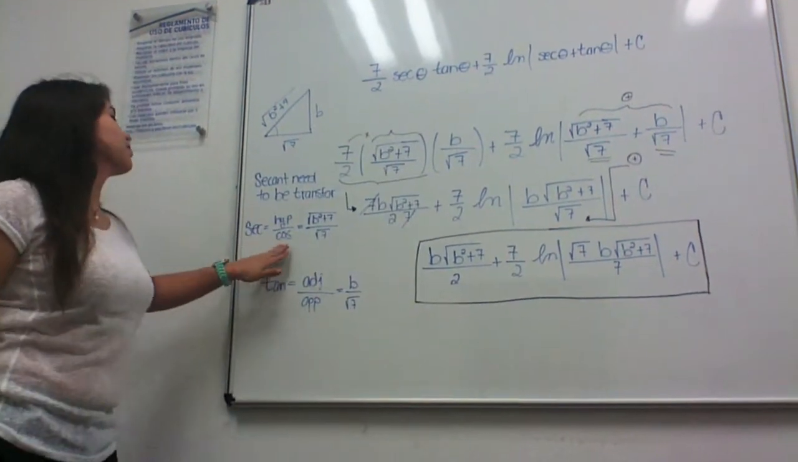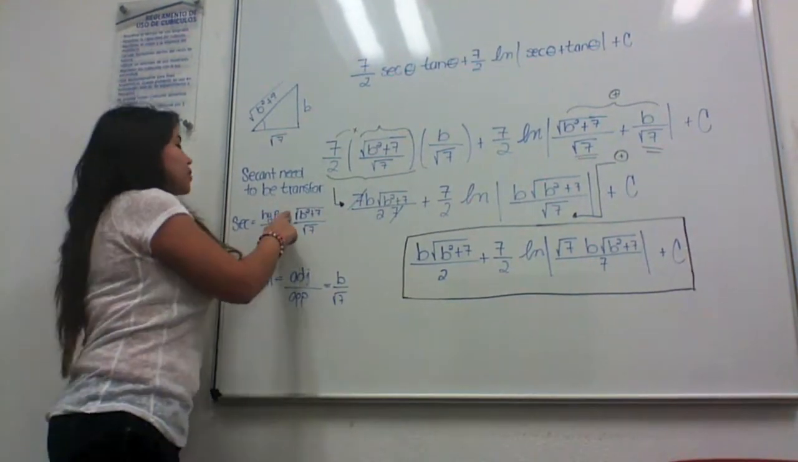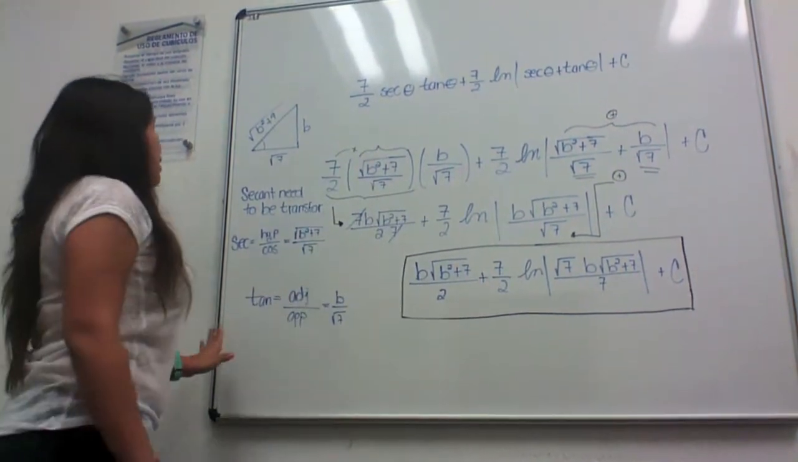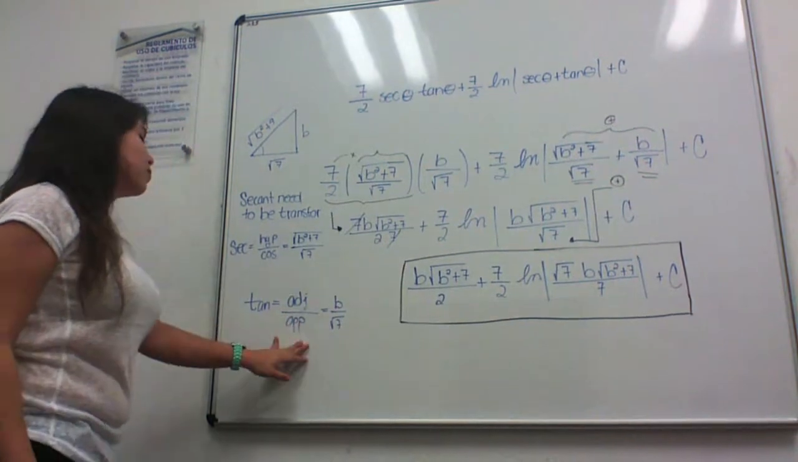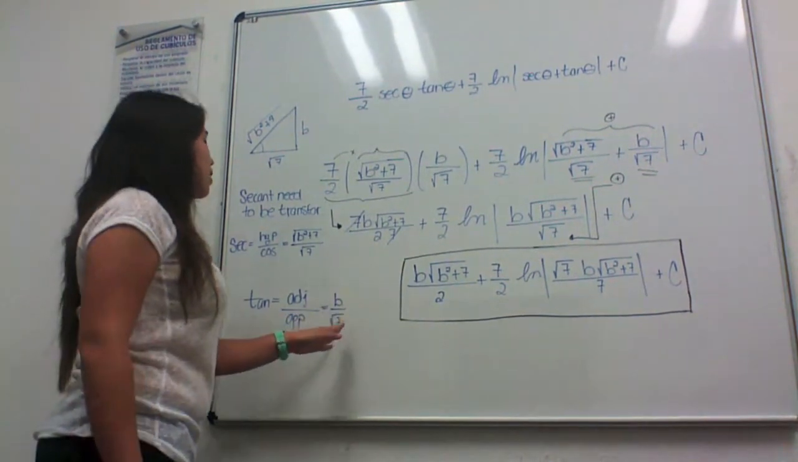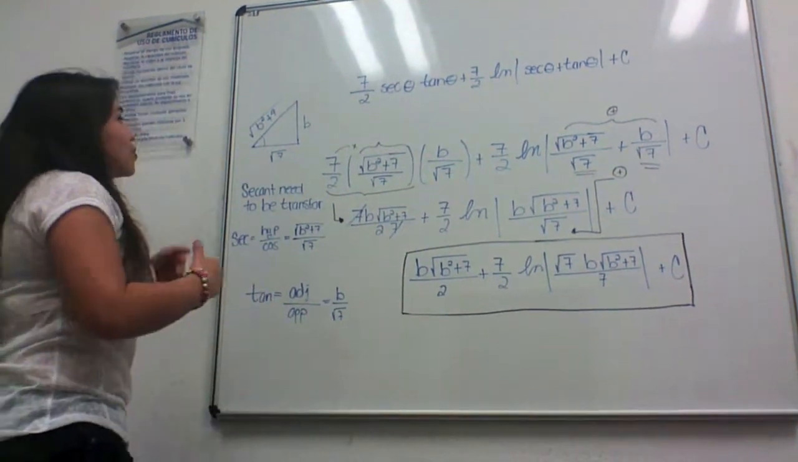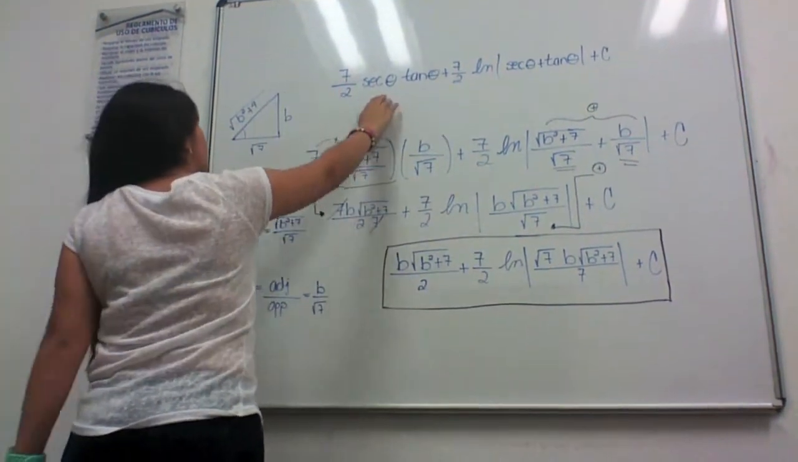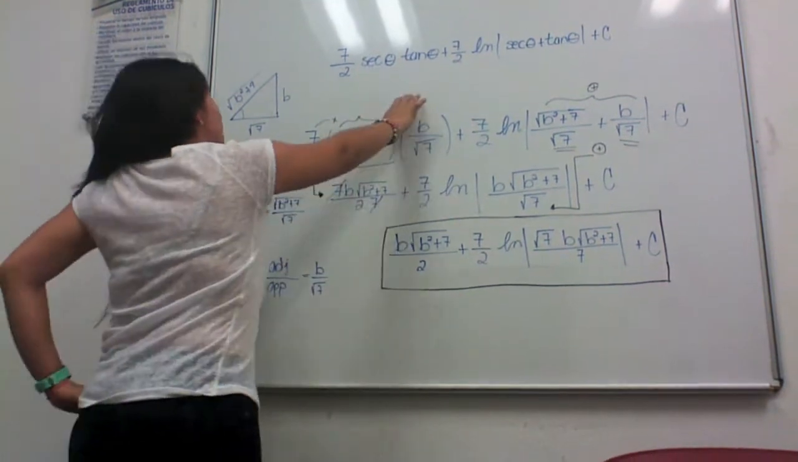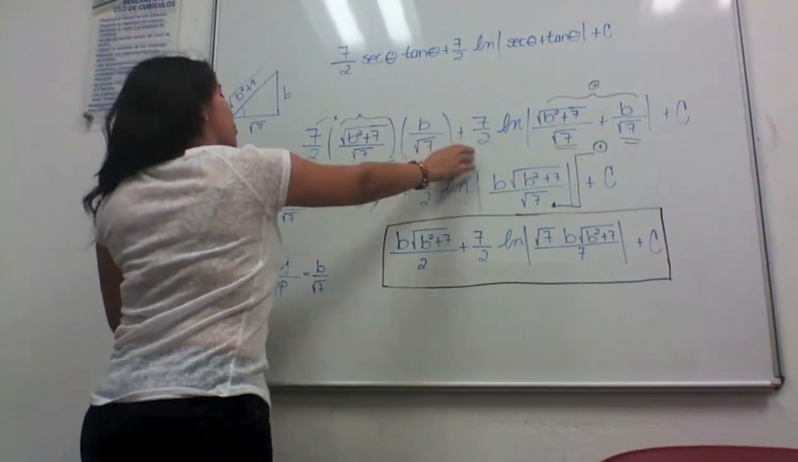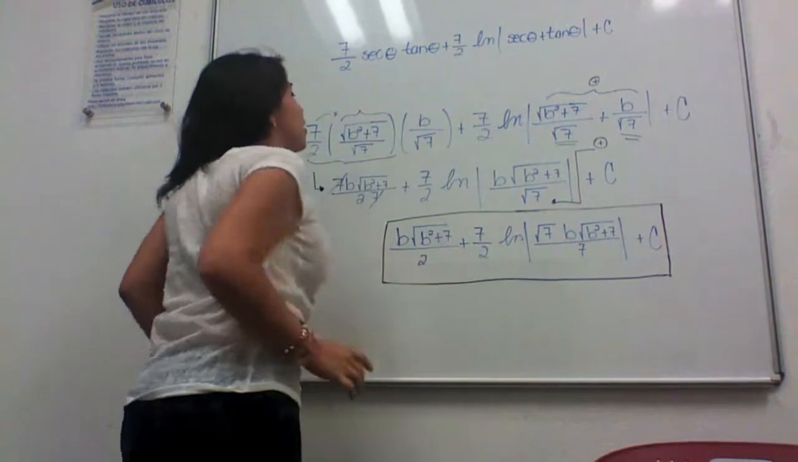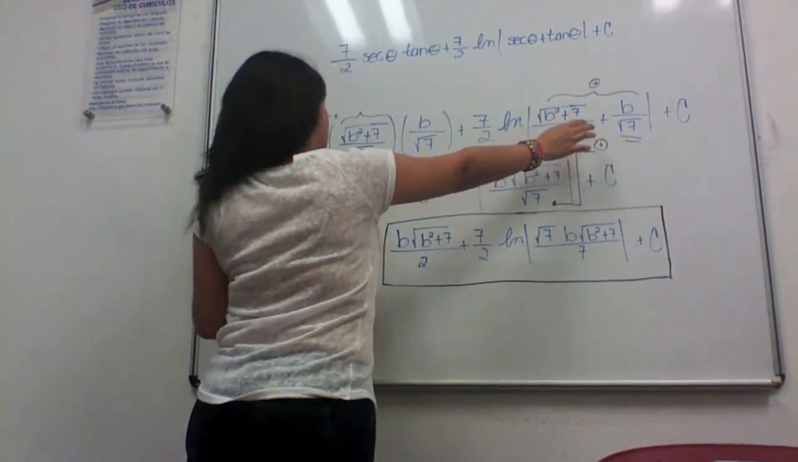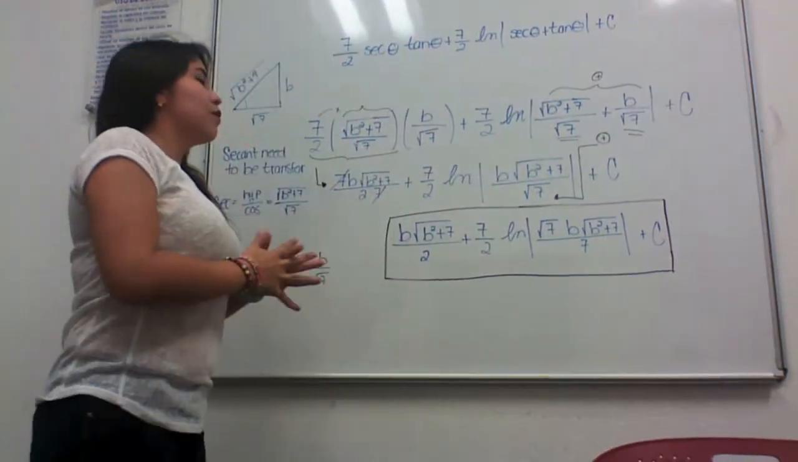In the last step, you only need to substitute secant and tangent. Secant is equal to hypotenuse over adjacent, which is equal to square root b squared plus 7 over square root 7. And tangent is equal to opposite over adjacent, equal to b over square root 7. You only need to substitute. In this case, you have 7 over 2 times secant times tangent plus 7 over 2 natural logarithm of secant plus tangent plus c.